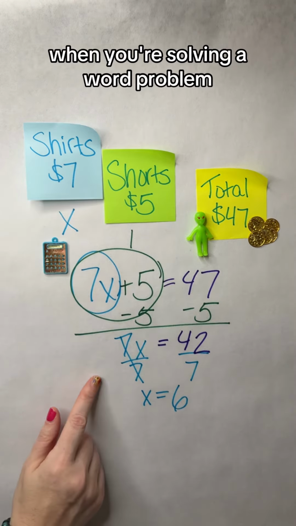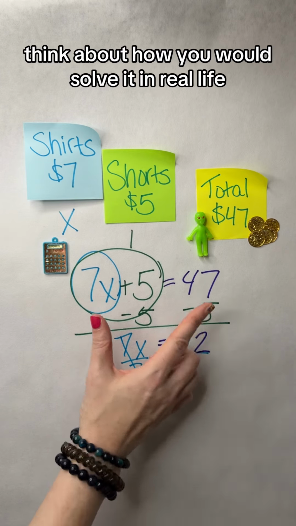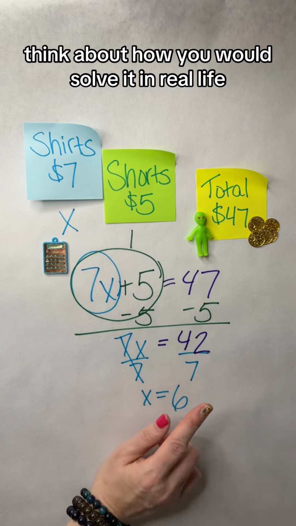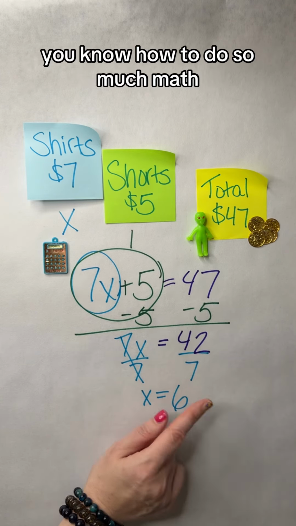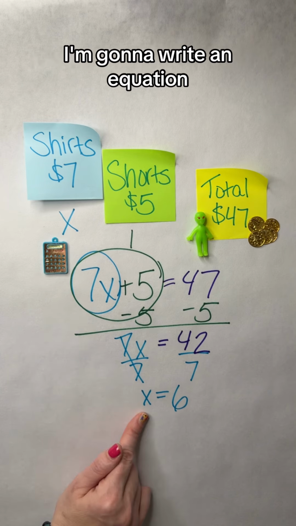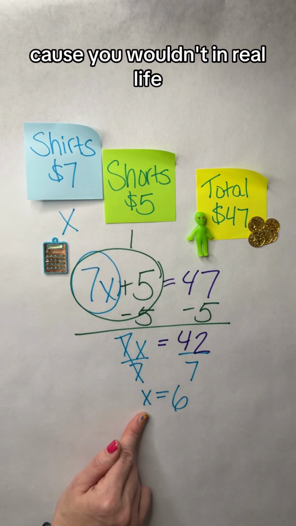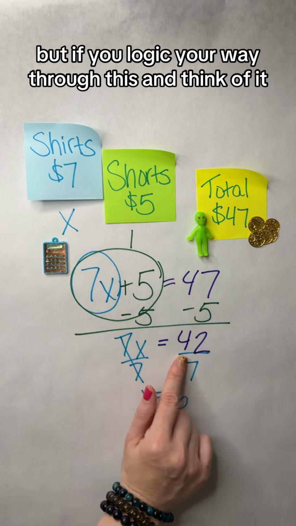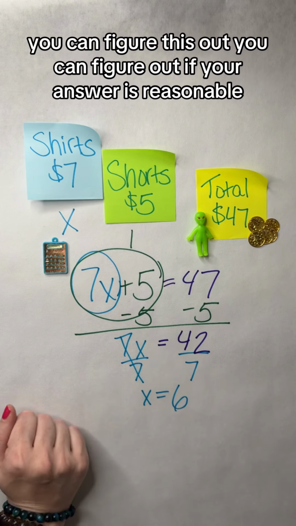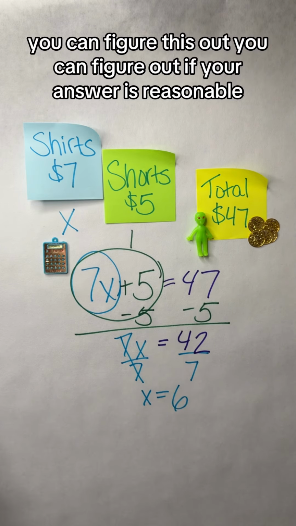When you're solving a word problem, think about what actually was happening. Think about how you would solve it in real life. You know how to do so much math. You just don't think about it like, oh, I'm going to write an equation, because you wouldn't in real life. But if you logic your way through this and think of it, you can figure this out. You can figure out if your answer is reasonable.